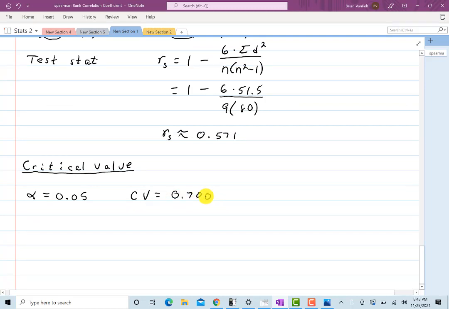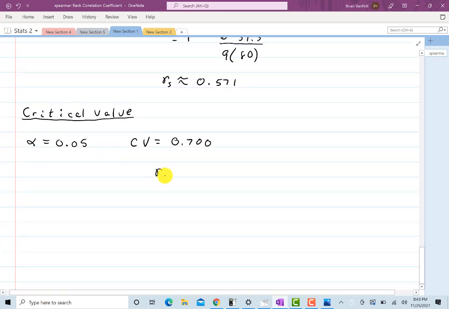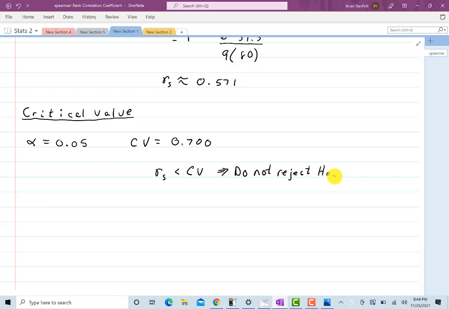This is really simple. This kind of test only has one type of way it works. Now, since R sub S is less than CV, we do not reject H sub 0. If it were greater than CV, then you would reject. That's all there is to it. You don't have to memorize anything other than that.